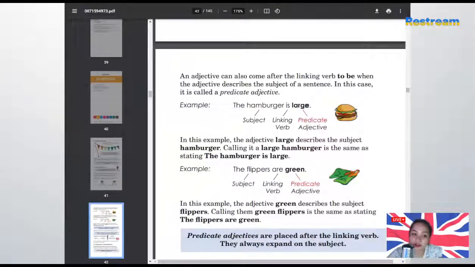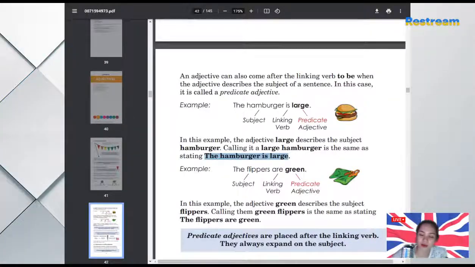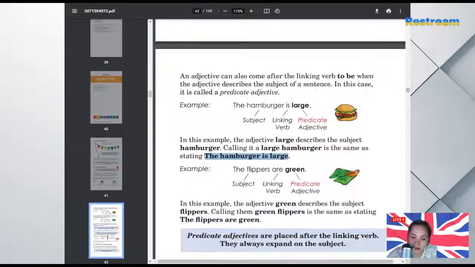Another explanation here is that in this example, the adjective large describes the subject hamburger. Large modifies the word hamburger, or describes the noun or the subject hamburger. Calling it a large hamburger is the same as stating that the hamburger is large. When you say a large hamburger or the hamburger is large, they are the same thing.